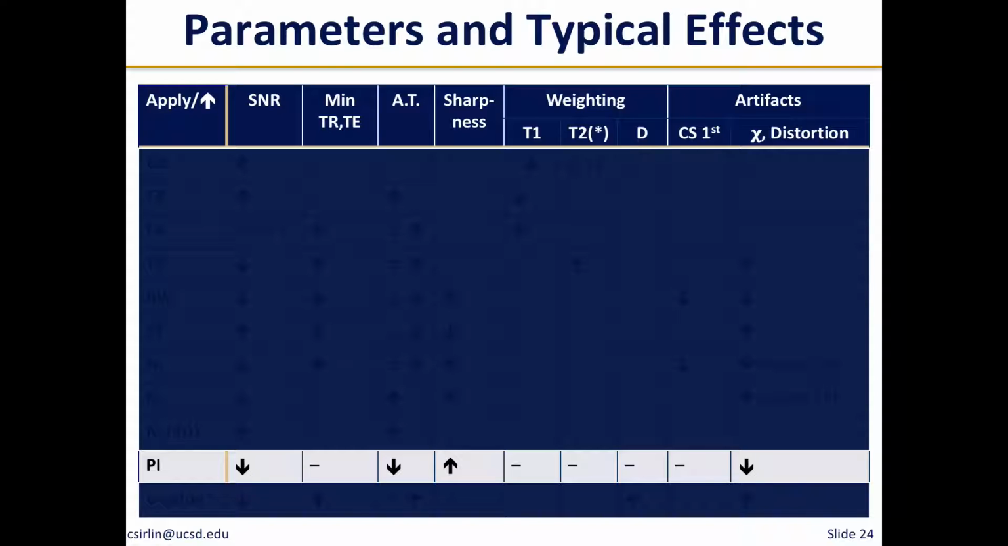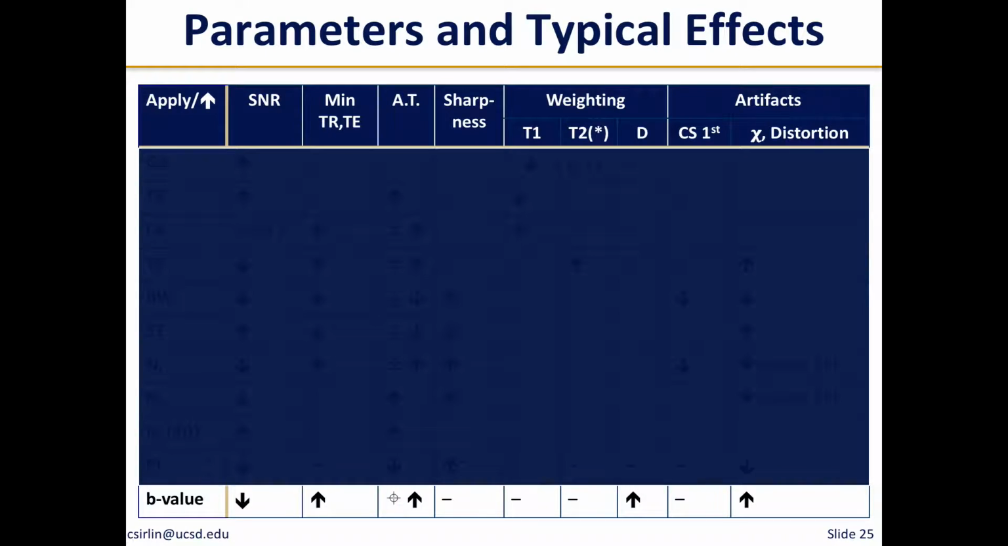If you apply parallel imaging, your signal-to-noise goes down. Because you're acquiring fewer phase encodes, your acquisition time usually goes down. Turns out that because you have less T2 blurring, your sharpness improves. And because you have shorter echo trains, your susceptibility and distortion can go down, especially with DWI, and we'll show that as well.